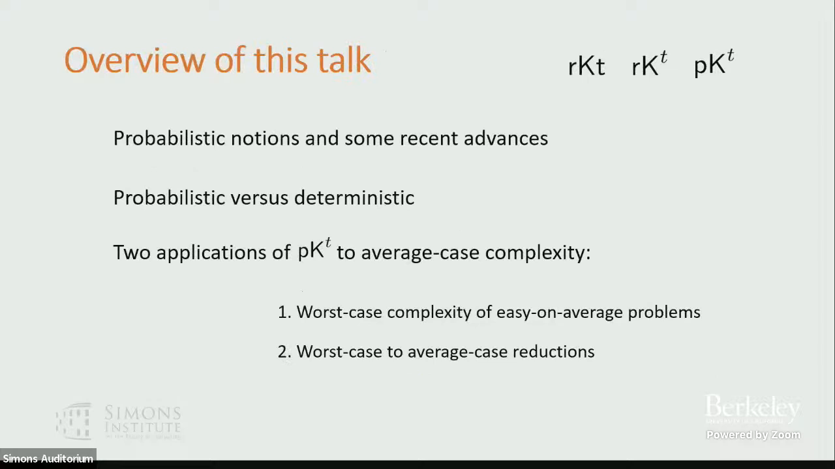So here's an overview for the talk. I want to introduce these probabilistic notions and at the same time mention one recent advance related to them. Discuss how they relate to the classical notions, the deterministic ones, and then discuss two applications of a recently introduced notion called PKT in the context of average case complexity. But as I said, the focus of the talk will be really on the definitions and how they were discovered. And so I'm going to be focusing on why to define things in certain ways and, given the context, how we're going to use them. So that's going to be the main focus.